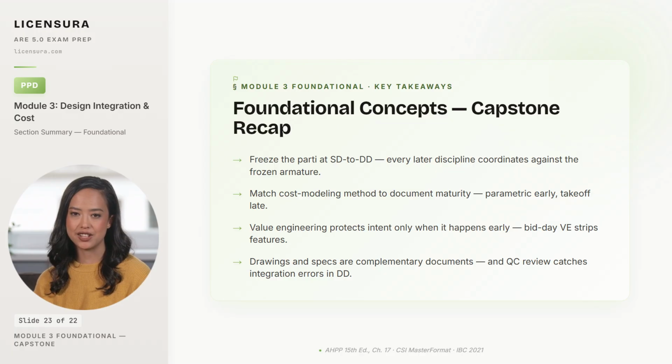And the documentation discipline pairs complementary drawings and specifications organized by the CSI MasterFormat structure with quality control review during DD, the cheap insurance that catches coordination errors before they propagate into construction documents and then into RFIs on site. Hold the rhythm. The design intent makes the journey.